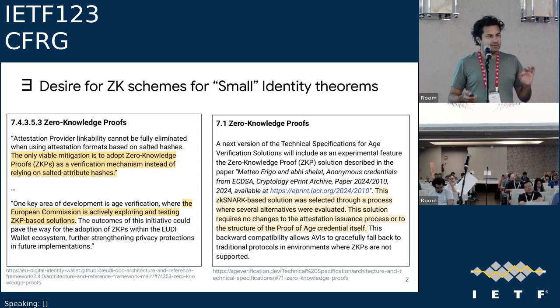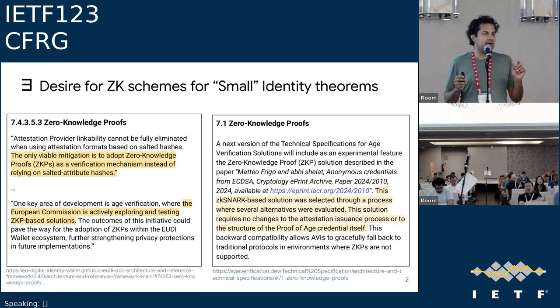There's a desire for zero-knowledge schemes for small identity theorems, and these are two examples. One is from the European Digital Identity Wallet specification. The other one is from the European Age Verification. Both of them reference the need for zero-knowledge for attributes about identity. What do I mean by small identity theorems? I can define that as things that require very small arithmetic circuits to define exactly what you'd like to prove in zero-knowledge.